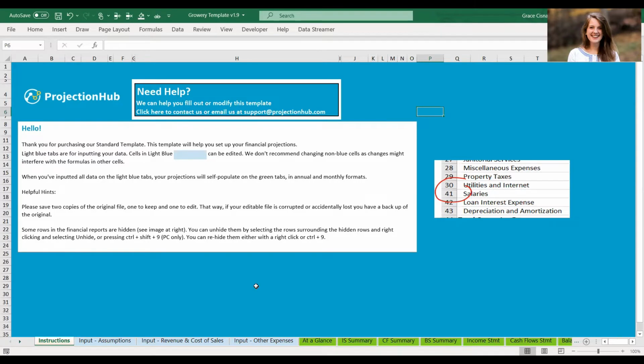I'm the CPA on staff with ProjectionHub, and today I wanted to take a little time to walk you through our brand new Growery template.